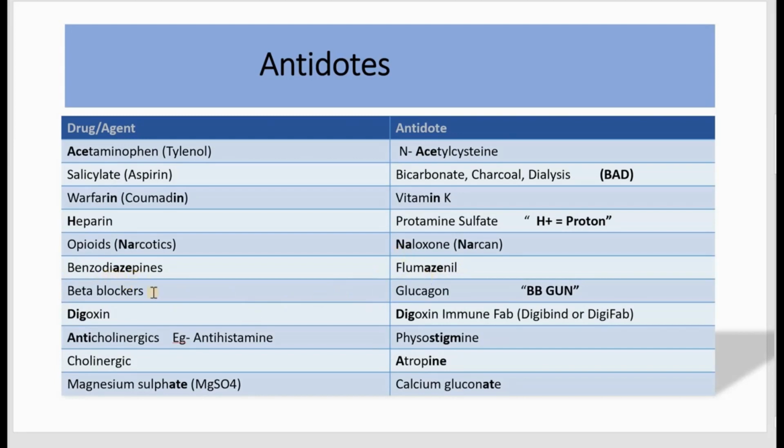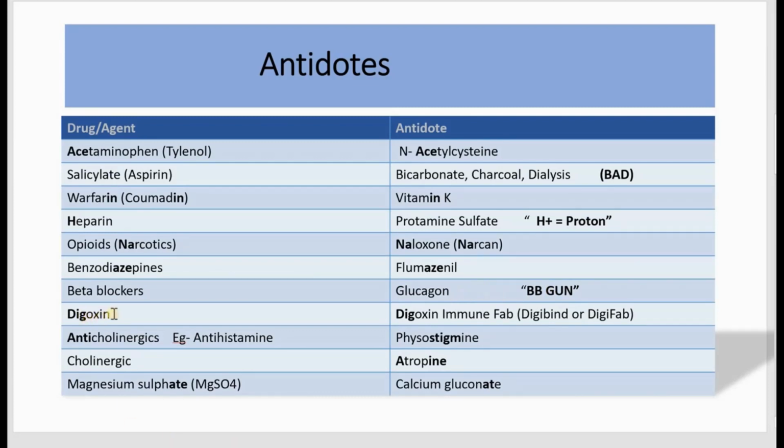Next are beta blockers. Beta blockers are used as antihypertensive drugs or in arrhythmias or in heart failure. Examples: metoprolol, atenolol, etc. The antidote for beta blockers is glucagon. You can remember this by remembering the mnemonic BB gun. B stands for beta, B blockers, and gun, G stands for glucagon. Along with glucagon, patients are given IV fluids, insulin with glucose, atropine, etc.